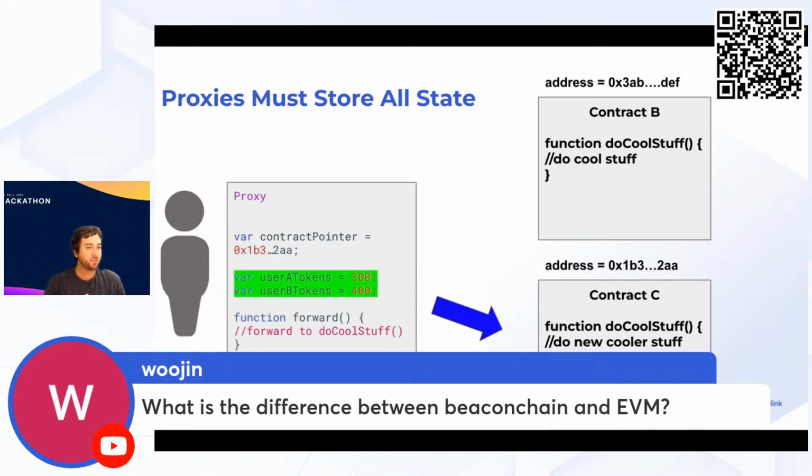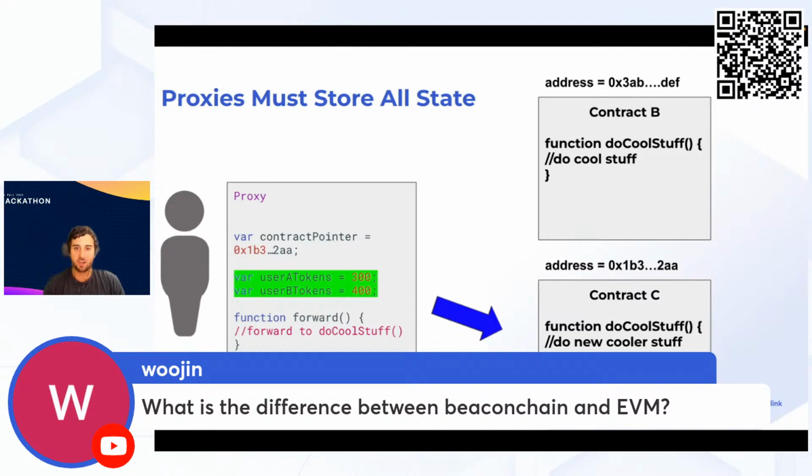And what is the difference between the beacon chain and the EVM? So the EVM is the Ethereum virtual machine. I should clarify this a little earlier, right? So the Ethereum virtual machine is what runs all of the smart contract logic. It manages smart contract state. It is kind of the smart contract magic on all Ethereum type chains, right?